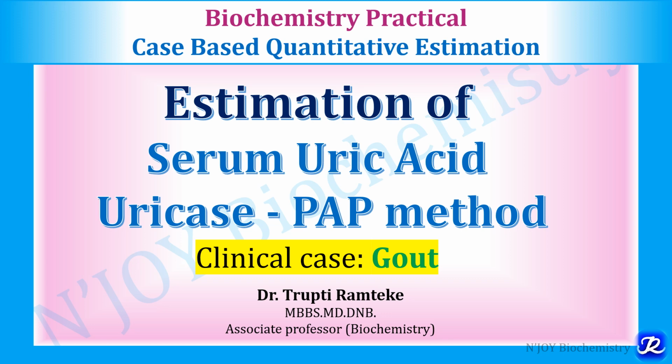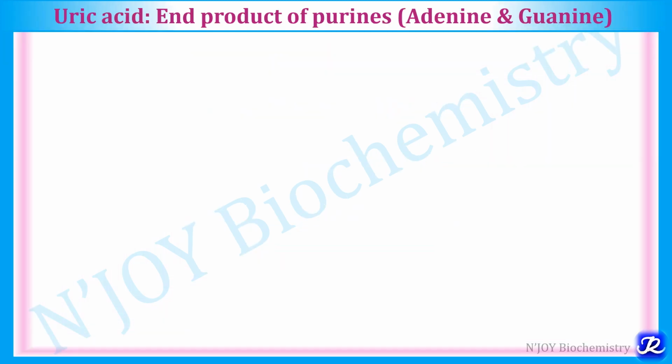In today's video, let's learn the biochemistry practical, that is estimation of serum uric acid by Uricase-PAP method. What is uric acid? Uric acid is the end product of purine metabolism. Purines are adenine and guanine. So let's see how uric acid is formed in the body in brief.